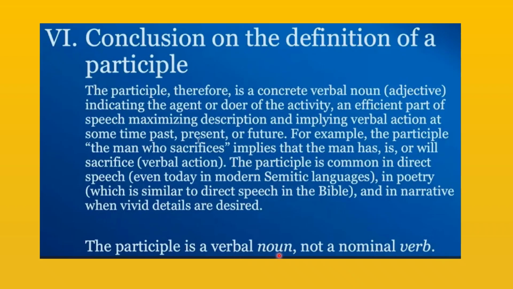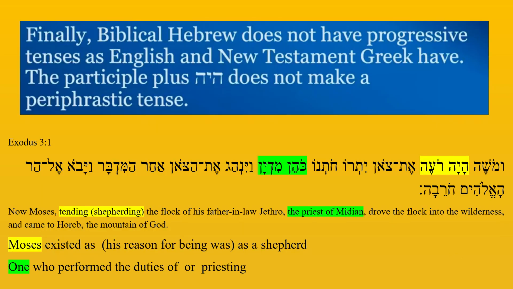It's a verbal language. So the participle is a verbal noun, not a noun verb. Important distinction. And then one other distinction we'll get to here. This again shows off the power of the Hebrew language. Again, it's an incredible thought.